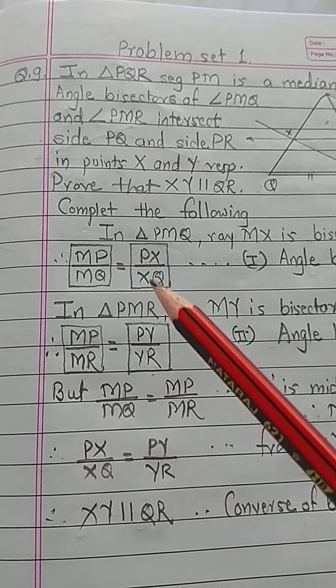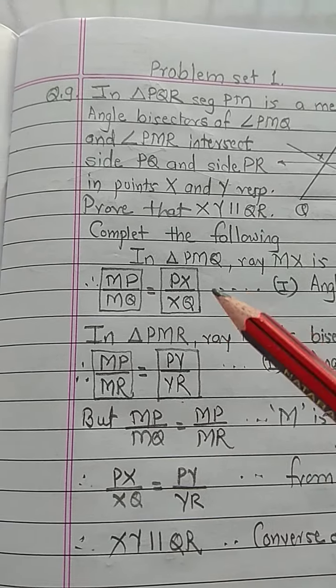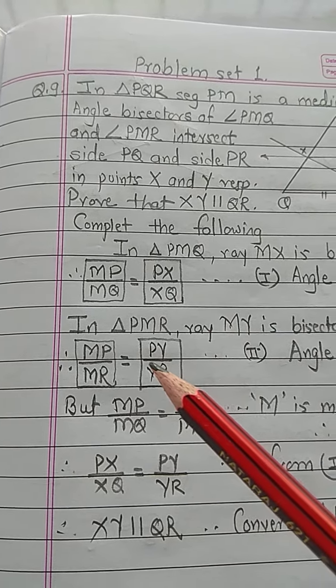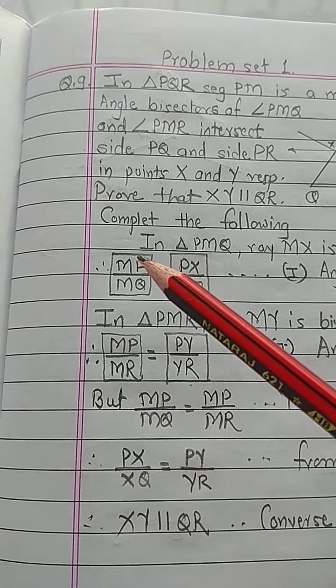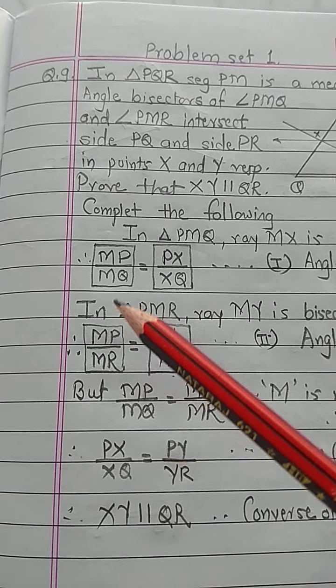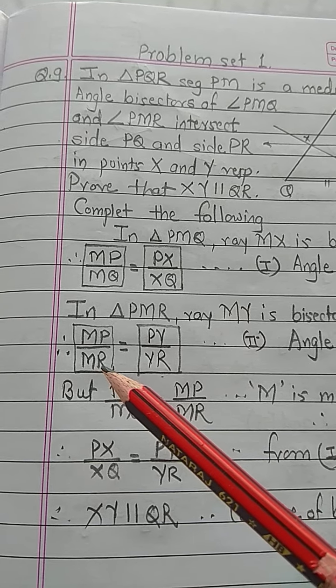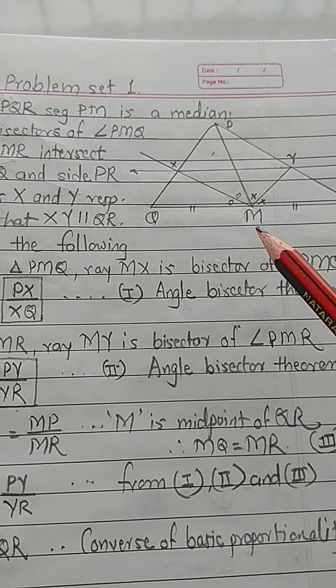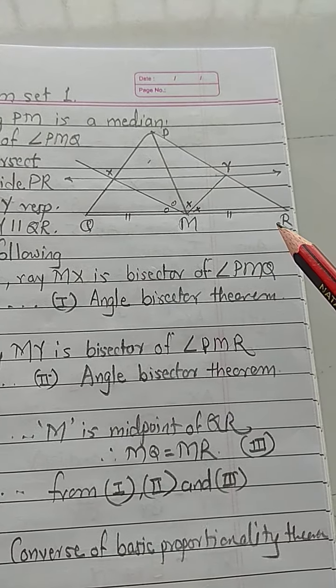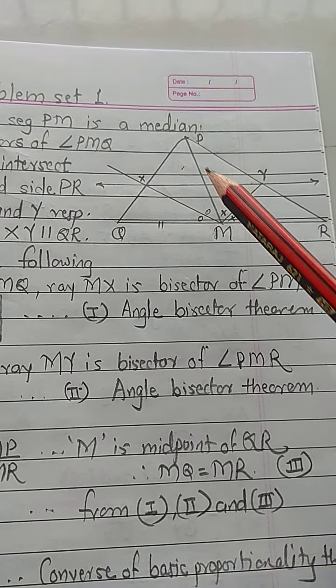This problem is given as an activity, you have to fill in the blanks only. Now MP and MP is the same, MQ and MR are different here. Let us see what MQ is. See, this is MQ and this is MR, but they are congruent because PM is the median.